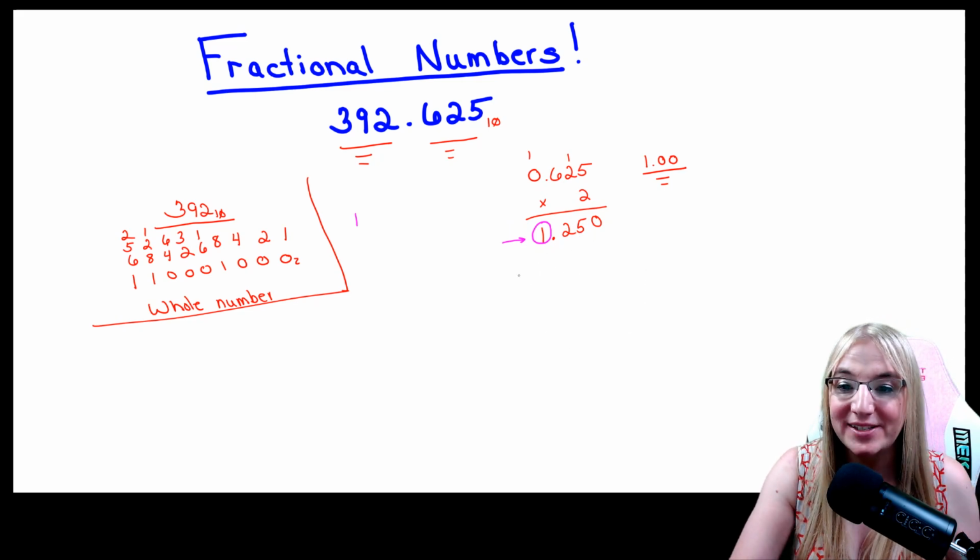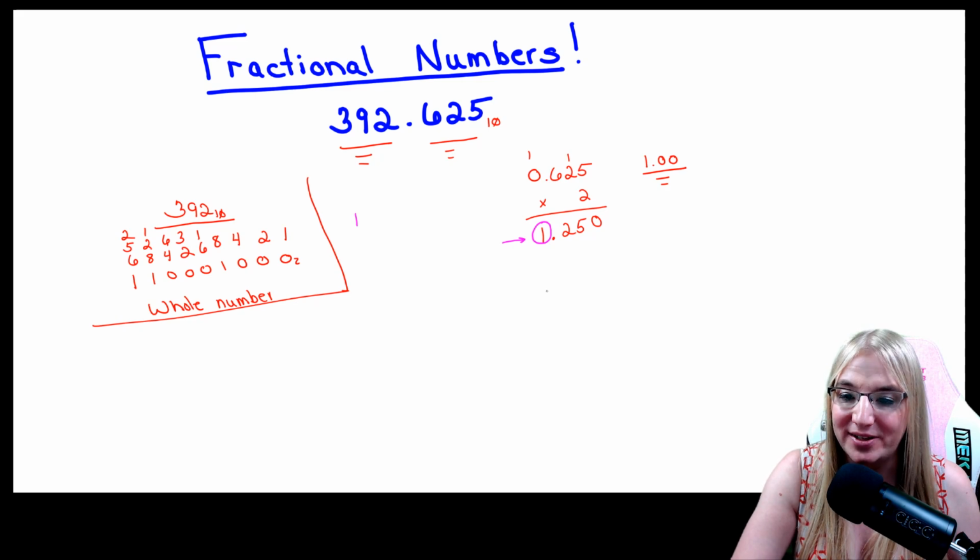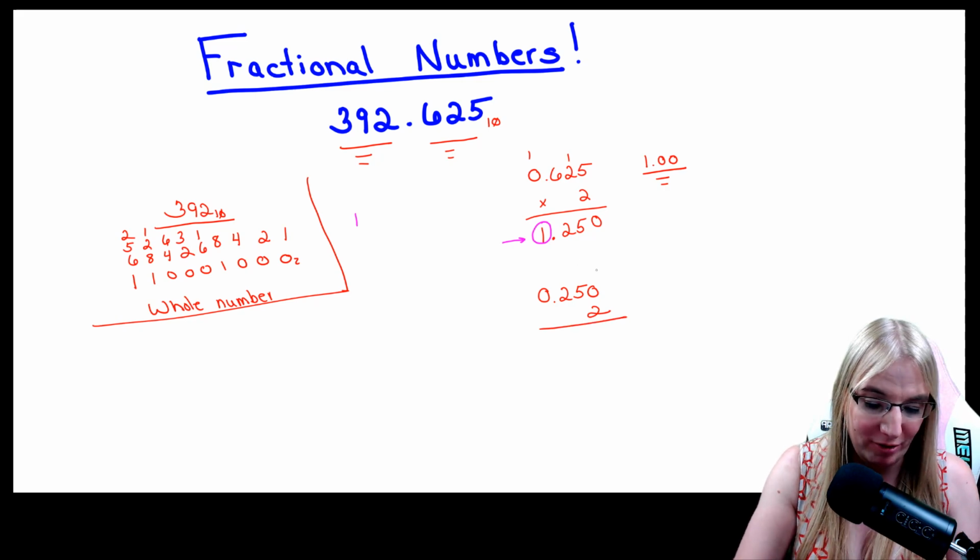So the next value I'm going to figure out is I'm going to get rid of the 1. So the 1 just came over here. So imagine that's gone. Now what I'm going to do is take 0.25 and multiply that by 2. And then I'll get rid of all this here in a sec.